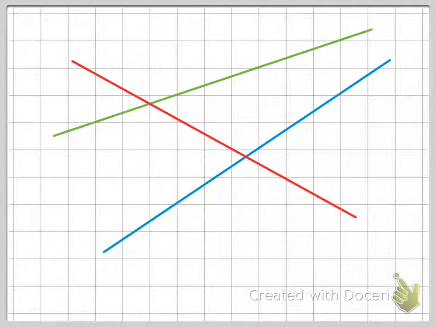Here we have three lines. Notice that the green and the blue are not parallel. They might be in some cases, but not in this case. And the red line is the one I want to focus on for the moment, and that's what's called a transversal.